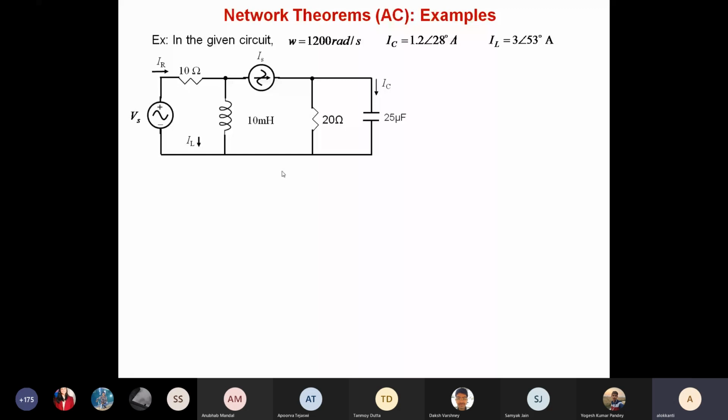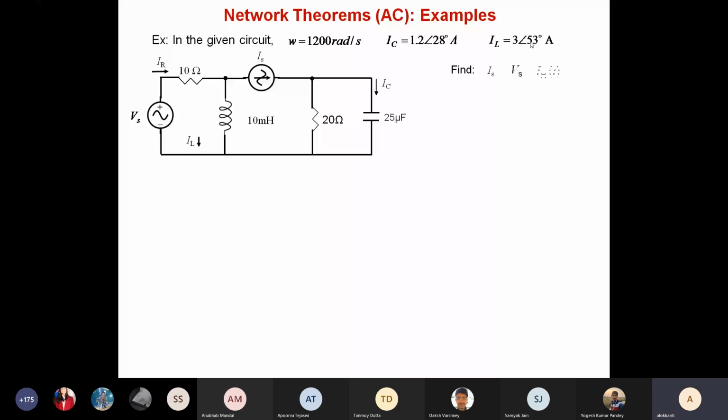Then something was expected. IC is the current in the capacitor, given as a magnitude and a phase angle. The current unit is amperes, so you have to be very careful about the units. Similarly, IL is the current through the inductor, which is 3 angle 53 degrees. You are asked to find the value of IS, the value of VS, and ultimately the IR.